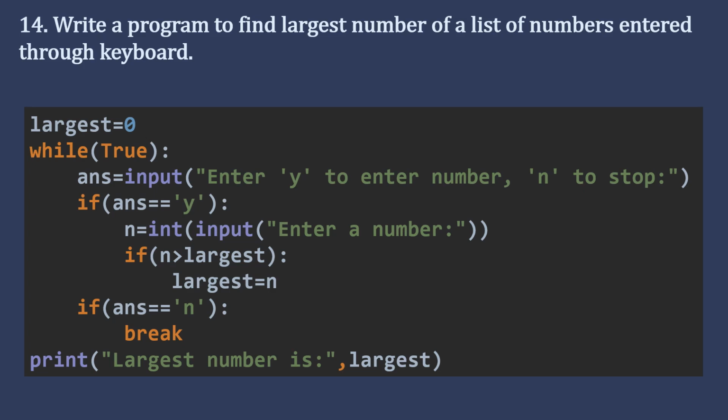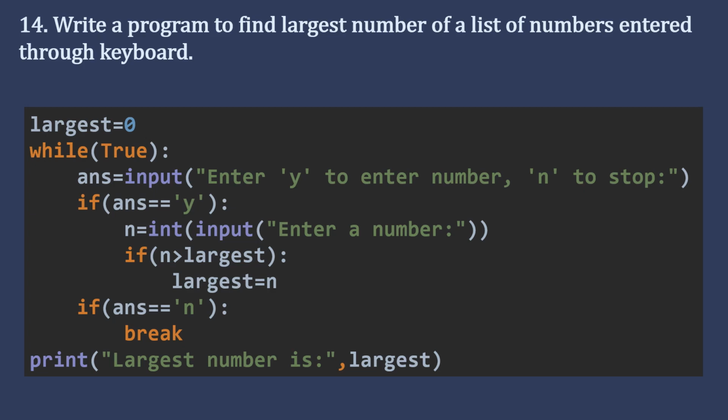So if your ans is equal to y, then it will ask the user to enter a number, and that will be stored in a variable n. Now initially we have taken a variable largest to store the largest number, which is initialized with 0. Now it will check if n is greater than largest, that means the number the user is entering is greater than largest, then largest will be assigned the value n. Like this it will continue. Then in another if, that means if ans is equal to n, there you can use else also.